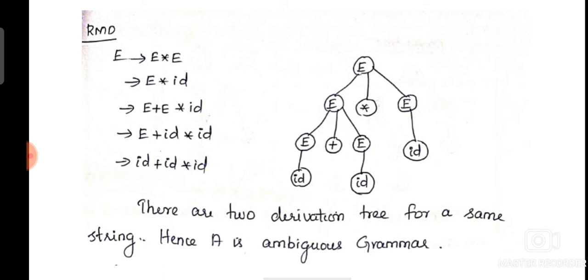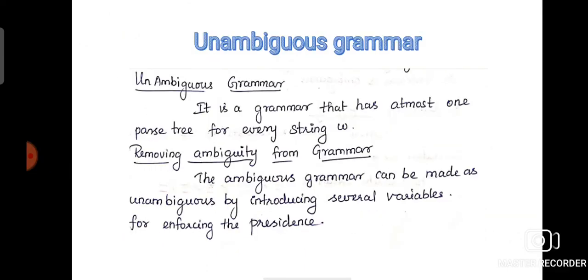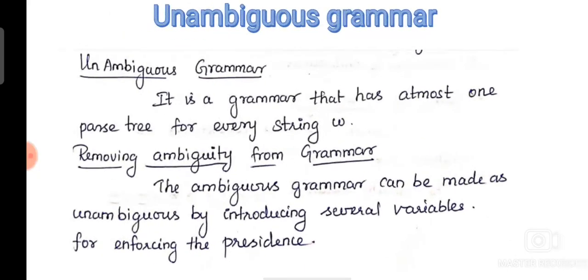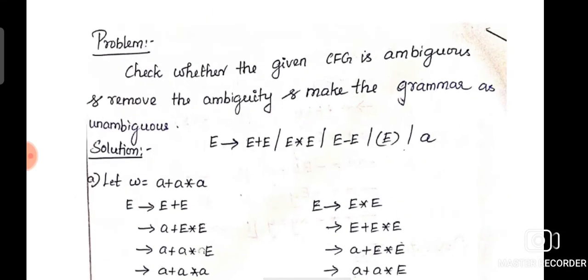So this leads to ambiguity. Such a grammar is called an ambiguous grammar. Now we have to remove the ambiguity from the grammar. The ambiguous grammar can be made unambiguous by introducing several variables for enforcing the precedence.